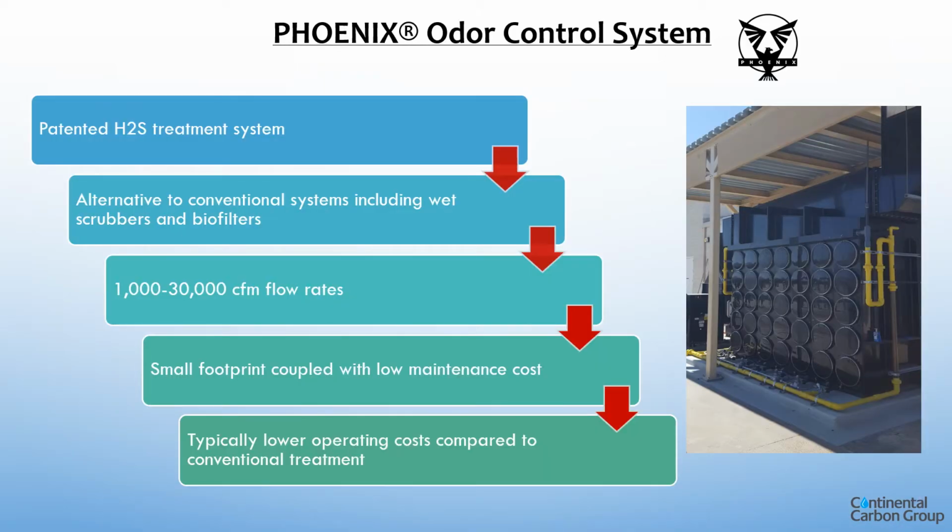Our Phoenix odor control system is our patented H2S treatment system. This is a very good alternative to wet scrubbers and biofilters. We can offer this system anywhere from 1000 to 30,000 CFM flow rates. The key advantage of the system is it uses water regenerable carbon, and the carbon can be used multiple times before it saturates. Another thing about the system is it typically has a small footprint with low maintenance cost and also reduces the O&M cost in the long run, where you don't have to feed any chemicals in the system.